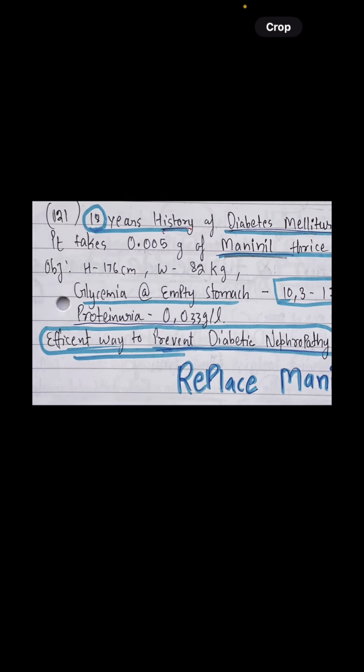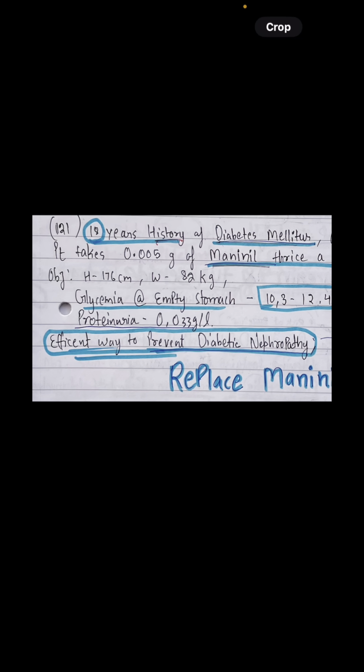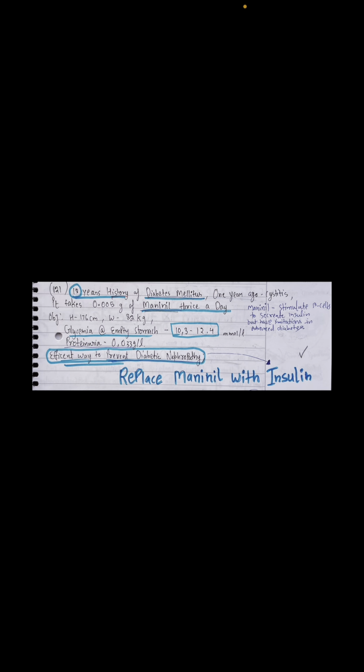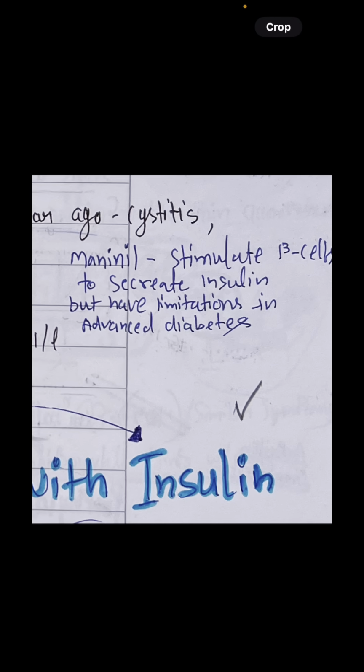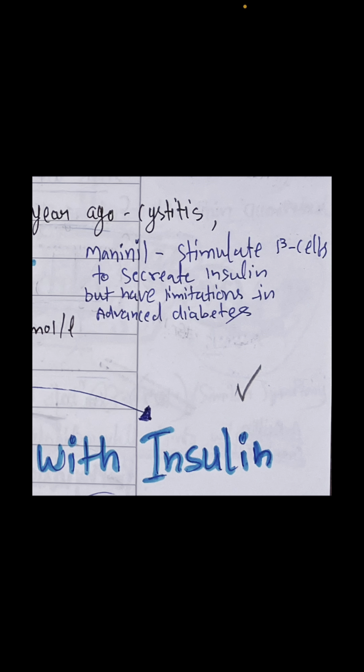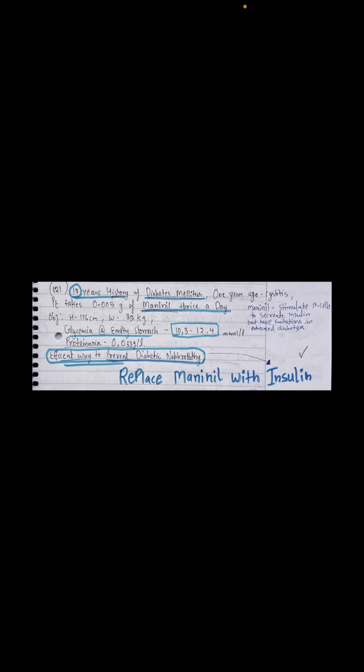Also the examiner wants to say which will be the highly efficient way to prevent diabetic neuropathy. So the best way to prevent it is with insulin. Replace the Manilin with insulin. Manilin stimulates beta cells to secrete insulin, but has limitations in the advanced stages of diabetes.